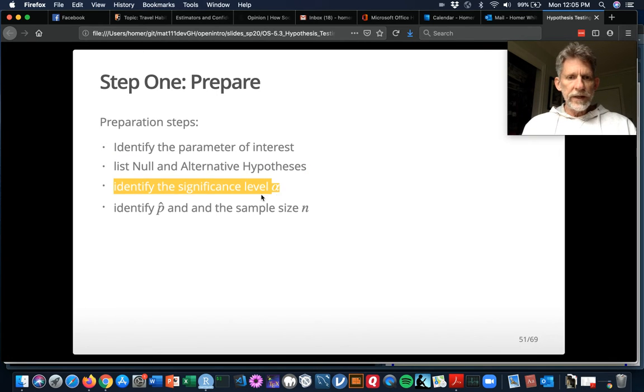You want to make sure that you have a level of significance in mind. That's the cutoff value for when to reject the null hypothesis. And then you want to take a look at your data and identify the sample proportion and also the sample size n, as those will be useful in your calculations.